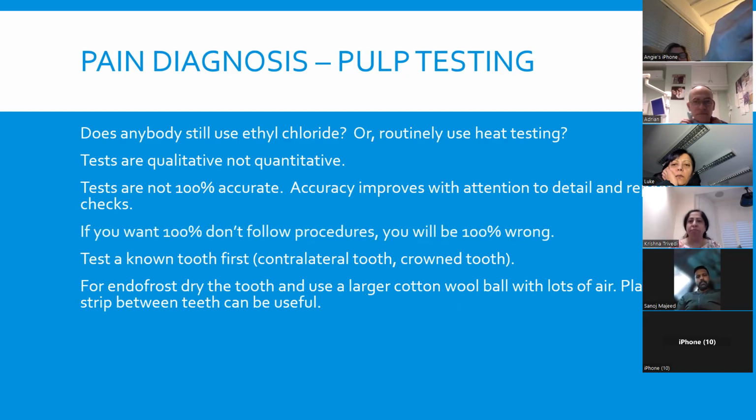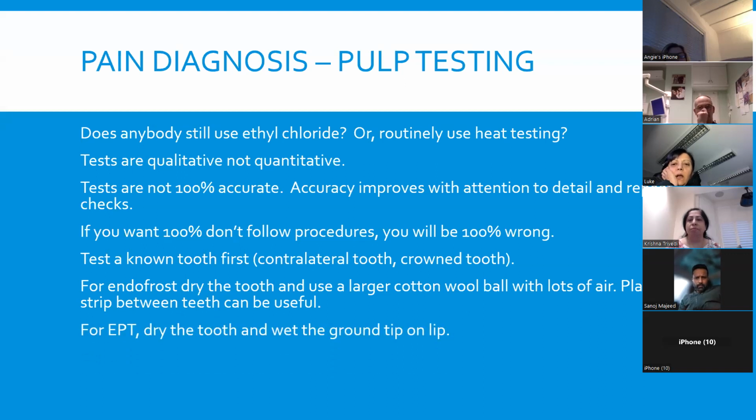You should use a larger piece of cotton wool with lots of air in it, fluffy, as that keeps it cooler. If you squeeze it up tight, it doesn't seem to keep the cold for long. Likewise, if you use a cotton bud, it doesn't really keep the cold long. If you're doing small teeth, such as lower anteriors, a plastic strip between the teeth can be useful, so you make sure you know you're only getting one tooth at a time.